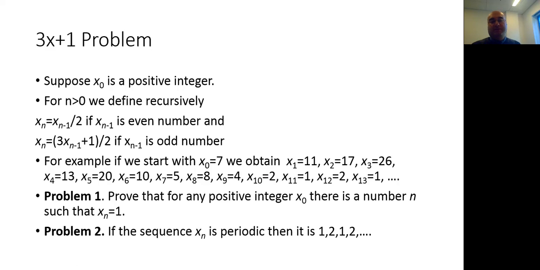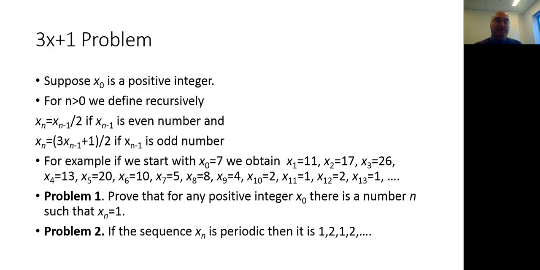Two problems about this sequence are still unsolved. The first problem says that for any positive integer x0, there is a number n such that xn equals 1. So eventually this sequence should return to 1. It is an unsolved problem.